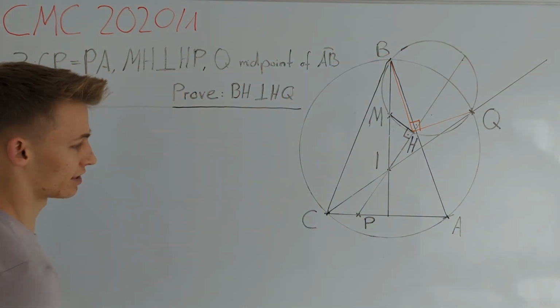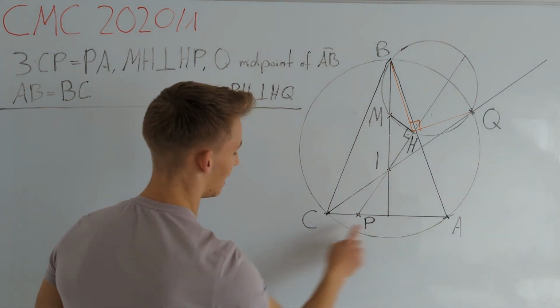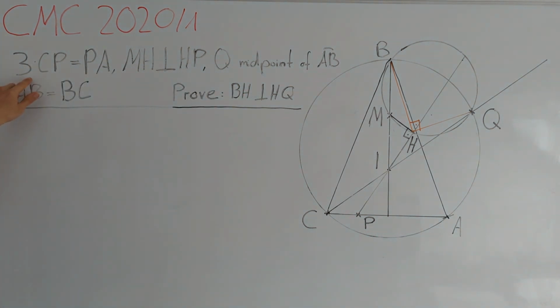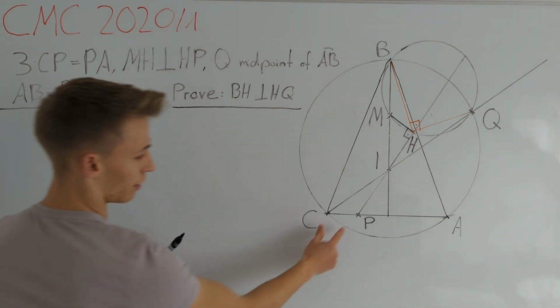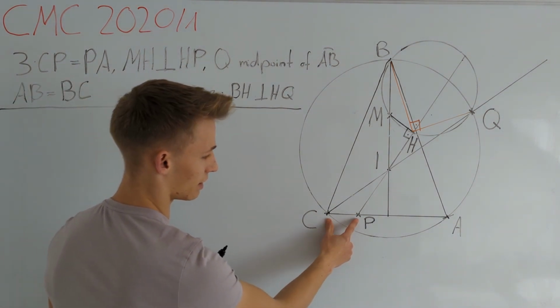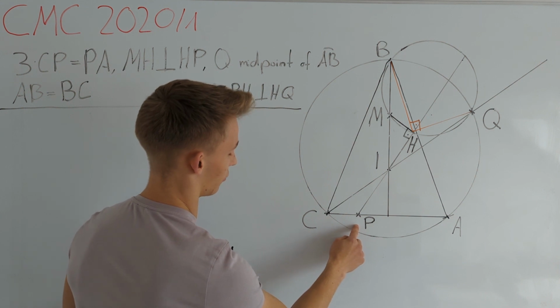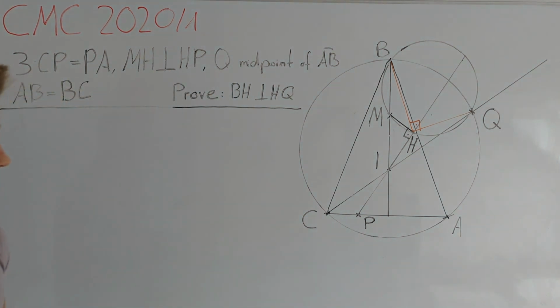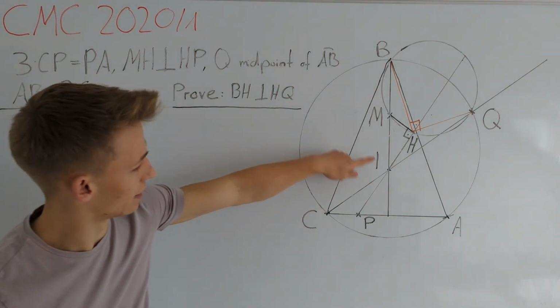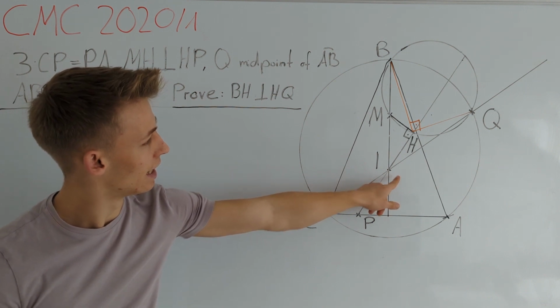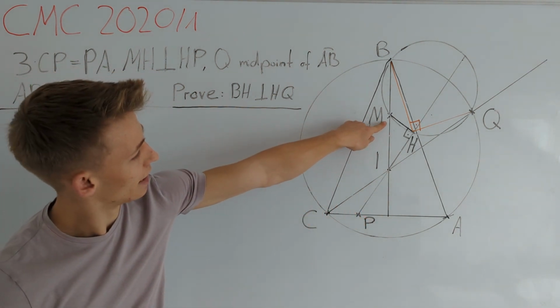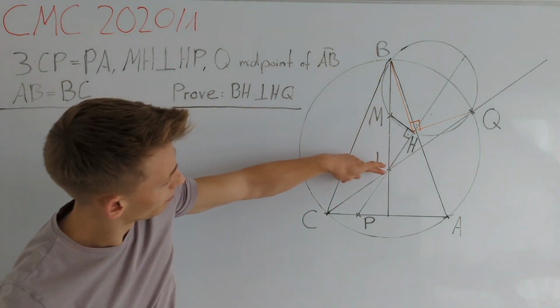Moreover, there is a point P on side AC such that 3 times CP is equal to PA. So 3 times this length is equal to this length here. Moreover, we draw in the in-center I of the triangle and the midpoint M of line BI.